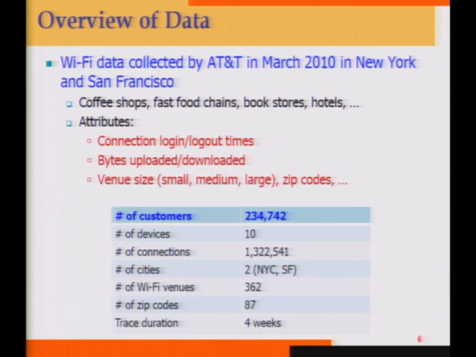Here are some brief statistics. We had about 230,000 customers who logged in many times during this period of 1 month. So that's the number of connections: 1.3 million connections across 230,000 customers. There are 87 zip codes, and it's a duration of 4 weeks, a month's data.